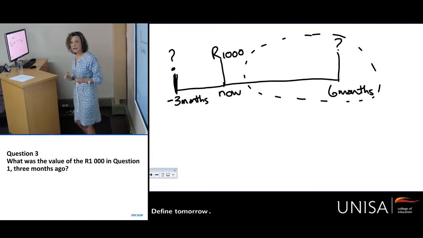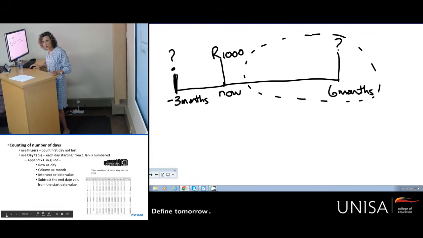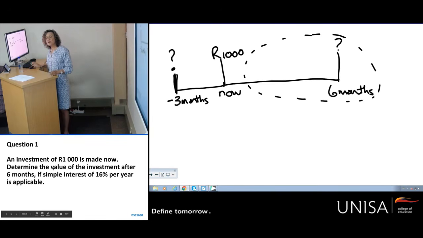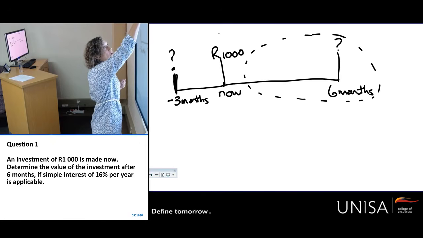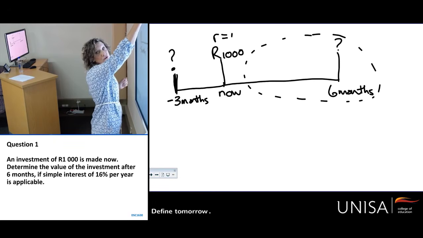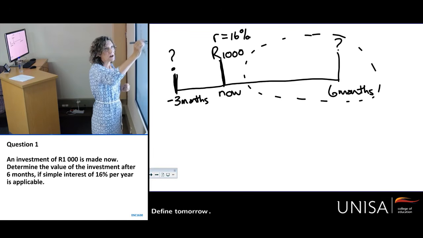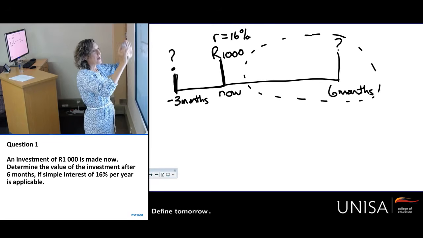Again, what are we working with? Let's quickly go back to question 1. An investment of 1,000 Rand is made. Determine the value after 6 months. That was question 1, and the interest rate R was equal to 16%. But now they want the value of that 1,000 Rand 3 months ago. So what am I working with?